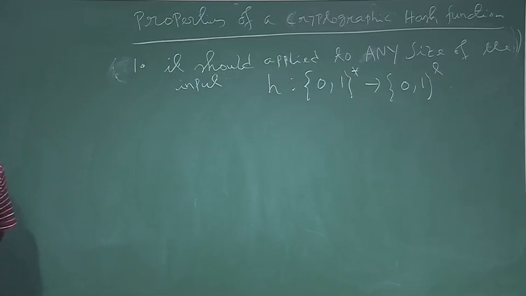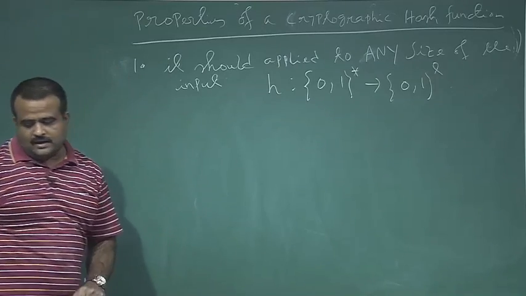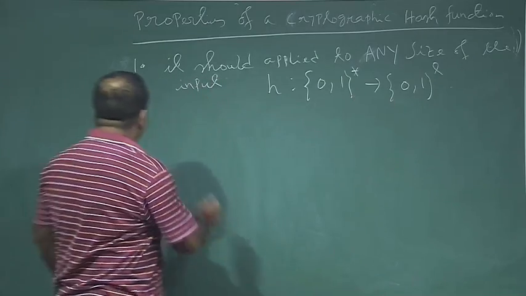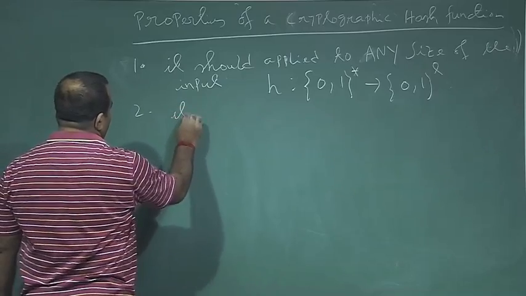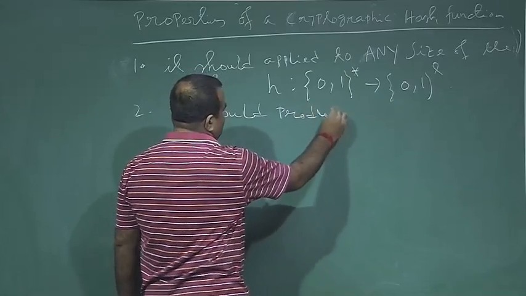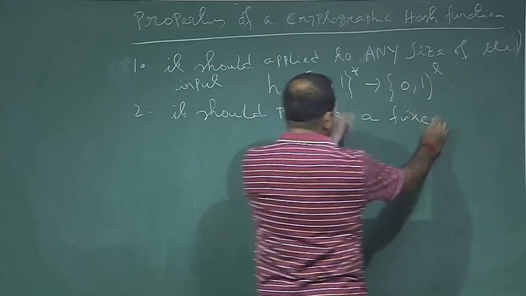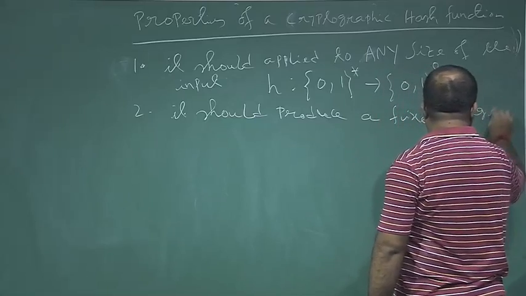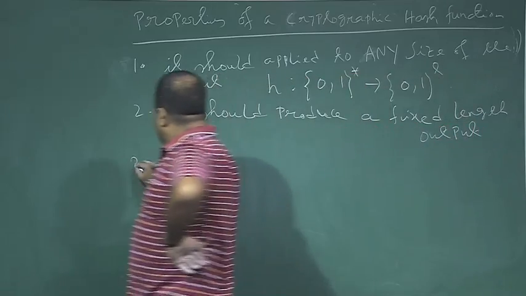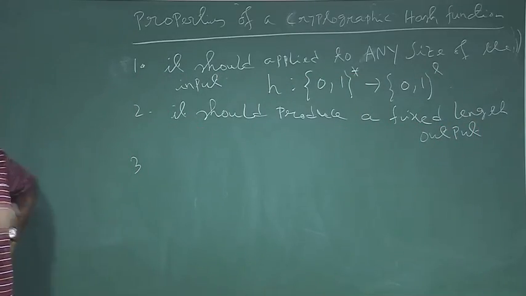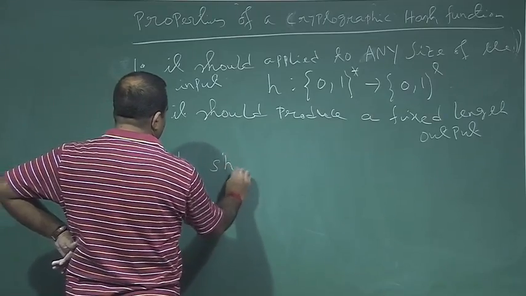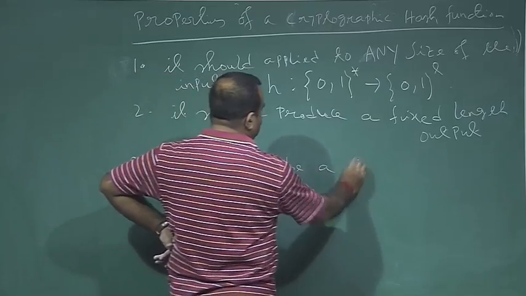So, it should be applied to any size input, and it should give a fixed size output. Any size input, and it should produce a fixed length output, that is L, say. Okay. And the third condition is it should be a one-way function. This H should be a one-way function.